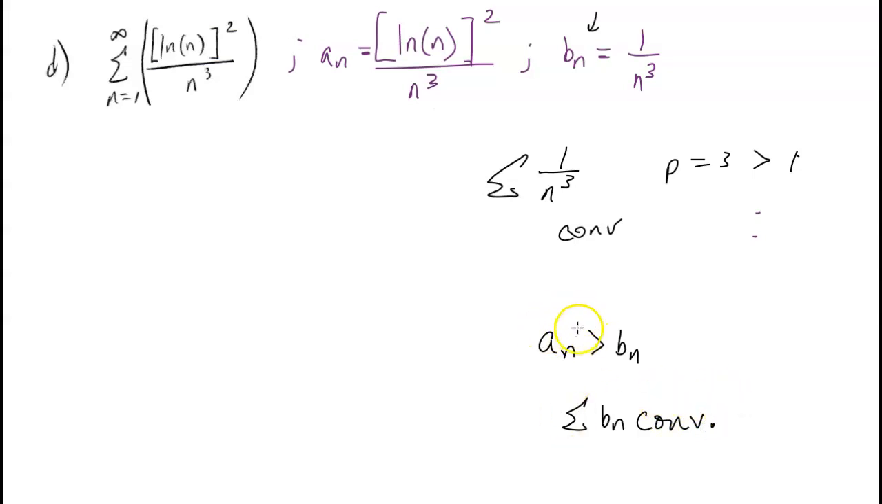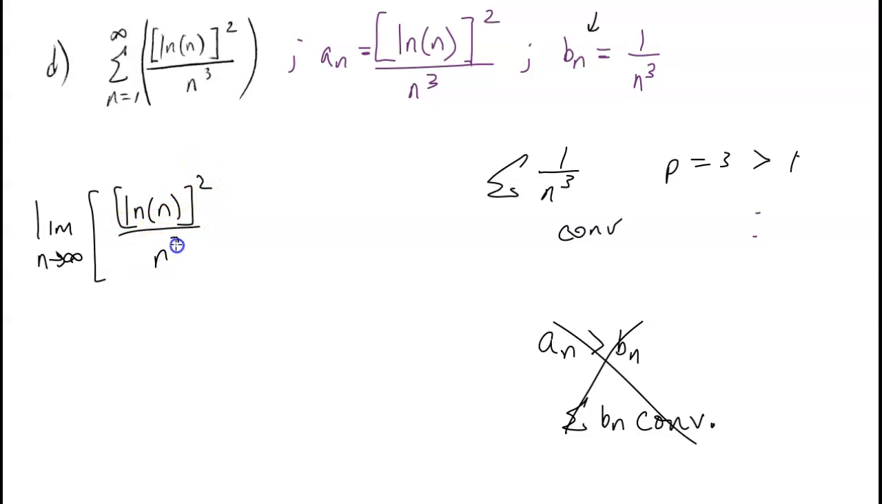I can't use the comparison test for this situation. So I would have to use the limit comparison test to be able to work this out. The limit comparison test would say I would have to do the limit as n approaches infinity of A sub n over B sub n, which essentially would just be natural log of n squared divided by n cubed all over the reciprocal, 1 over n cubed, which would just be n cubed here. And of course, this would end up reducing to 1.